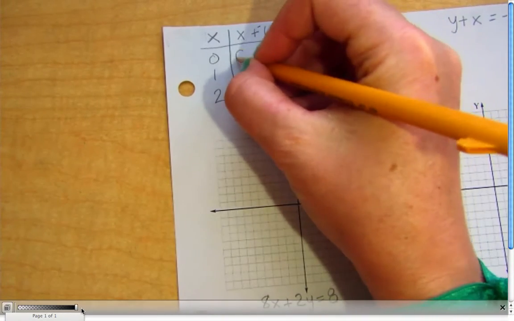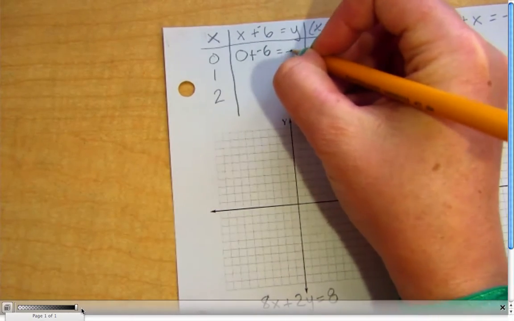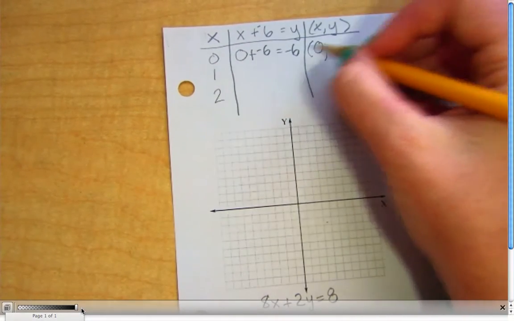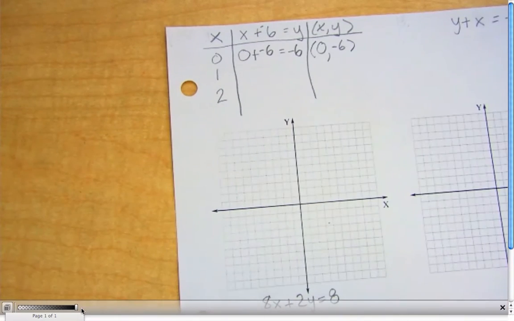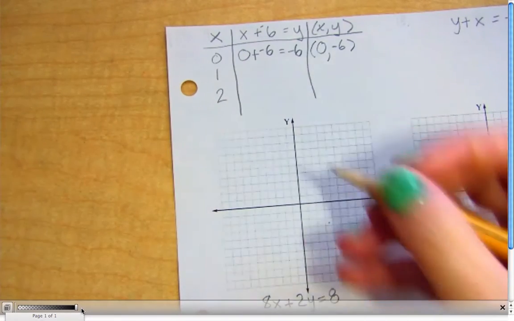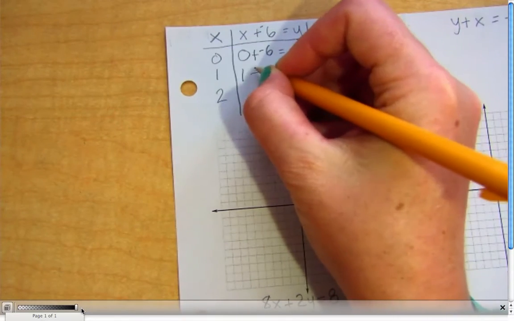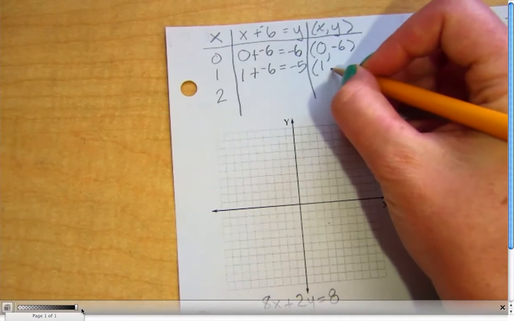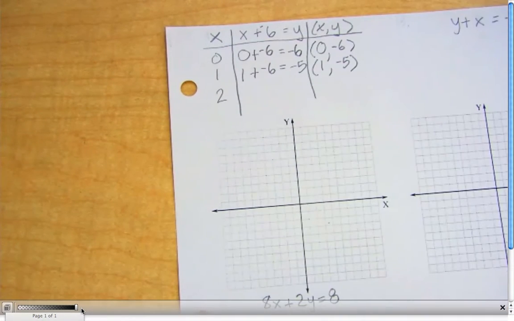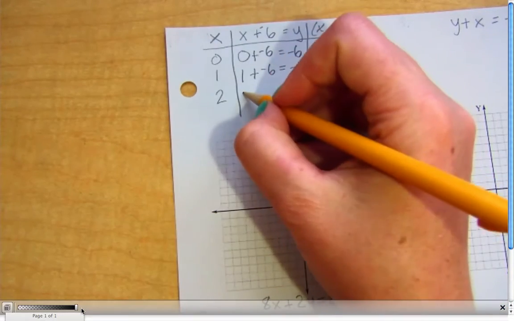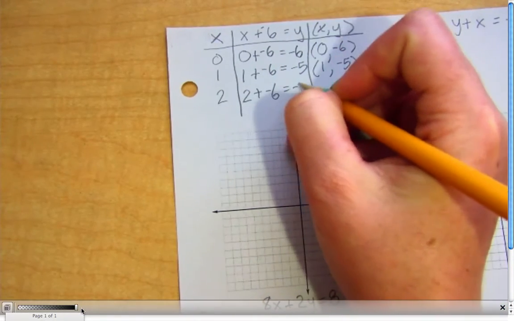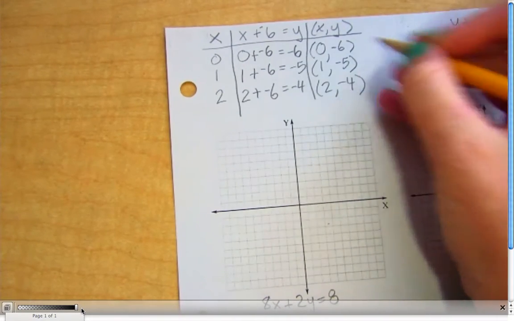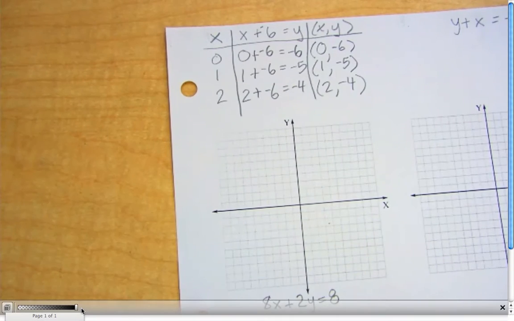So I plug in 0 for x, 0 plus negative 6, and I get negative 6. So when my x is 0, y is negative 6. So 0, negative 6 is one solution for this particular equation. Next I'm plugging in 1 for x. So 1 plus negative 6 is negative 5. So when x is 1, y ends up being negative 5. And then I'm plugging in 2 for x. So 2 plus negative 6 is negative 4. So when I plug in 2 for x, y is negative 4. So I have three solutions, and I'm going to graph them.